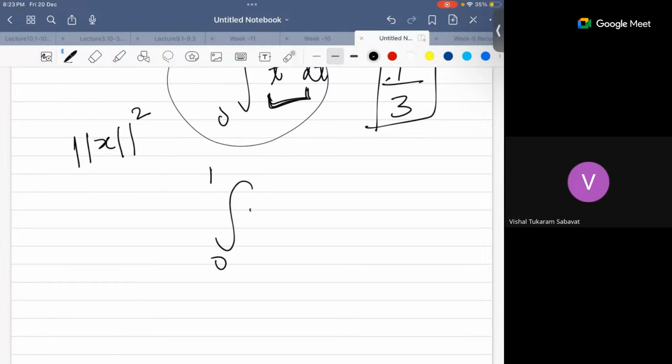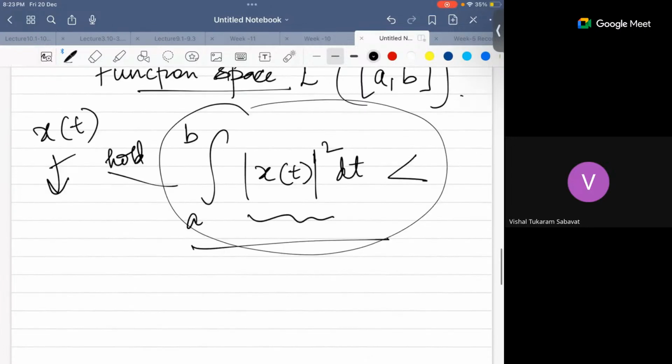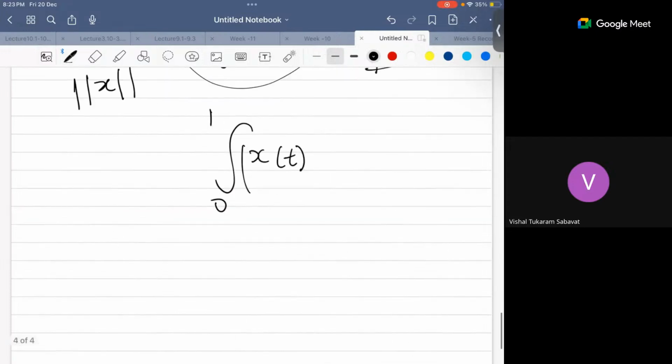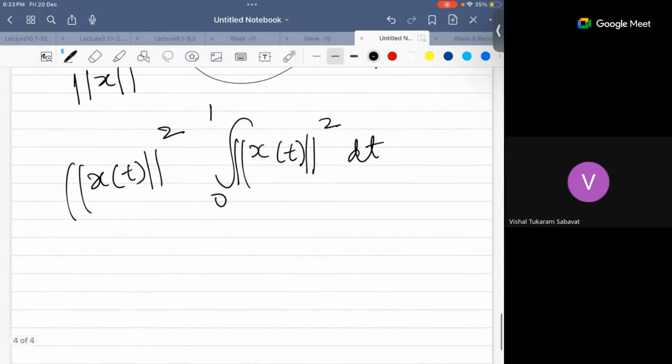Integrated from 0 to 1, xt yt conjugate? No, this is not the formula. The formula for this is pretty simple. So for the norm, it is just the square root of the absolute value. Correct. This is what the norm is, and for the inner product you take the conjugate and then integrate. So here you just have to do the square.